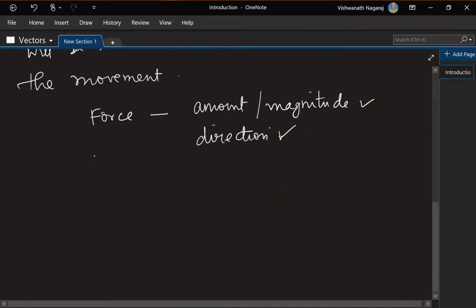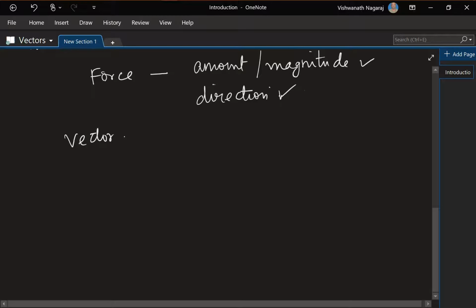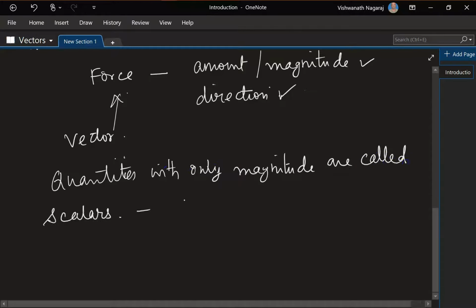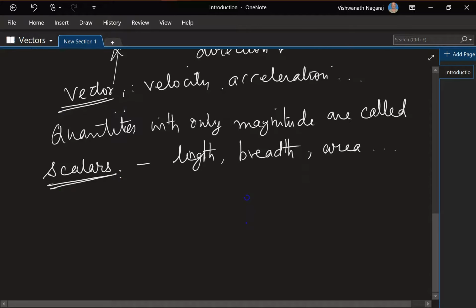Such a quantity is called a vector. Of course, there are some quantities which would not require direction. Quantities with only magnitude are called scalars, for example, length, breadth, area, and so on. Other vector quantities are velocity, acceleration, and so on. So some quantities are vectors, some are scalars.